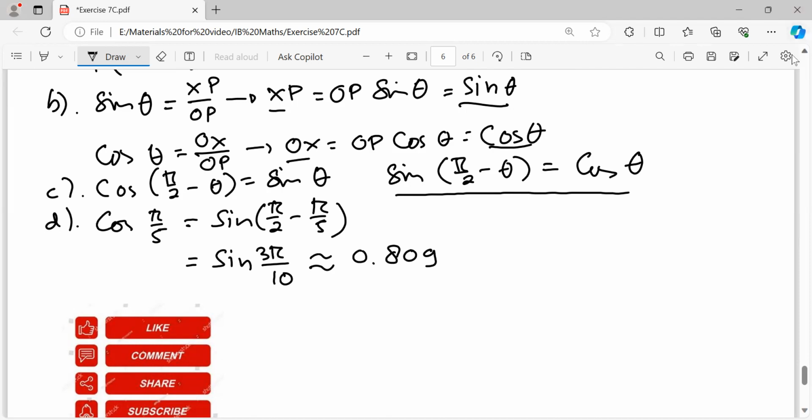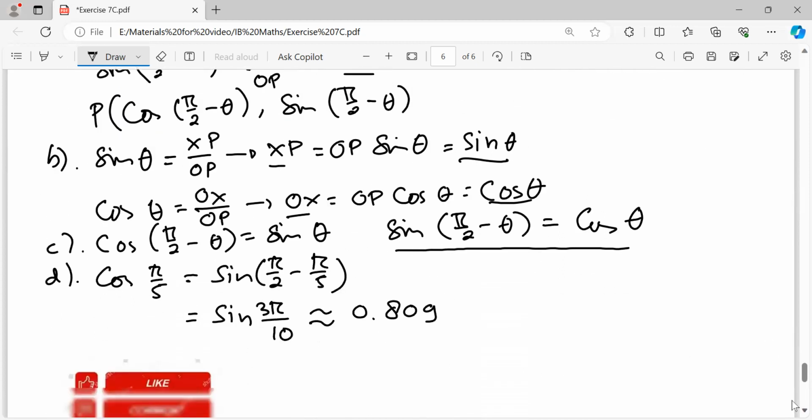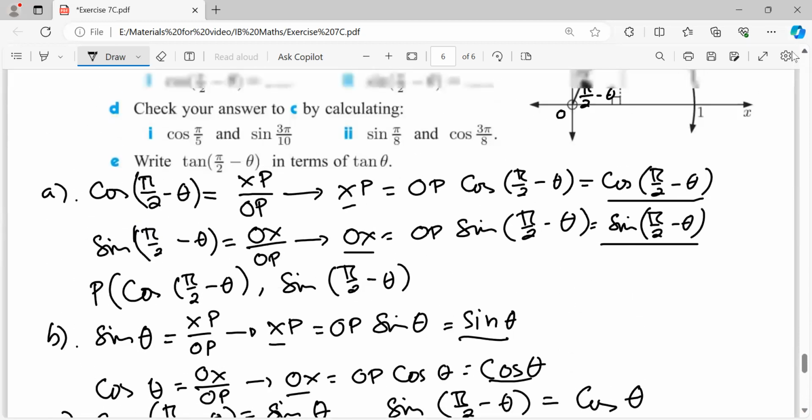And you may find as well, until the next, sine pi over 8. You can calculate with the same procedure. I'm going to move to the next problems. E, right? Tangent.